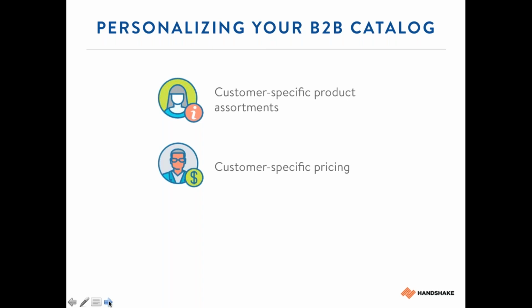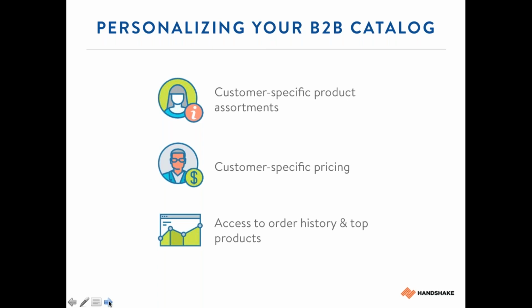Customer-specific pricing, that's huge. It's probably the most widely used feature of B2B catalogs. So let's say you have different pricing tiers for your gold, silver, and bronze customers. This is always going to be reflected in your catalog, so the customer's always looking at what's accurate for them.